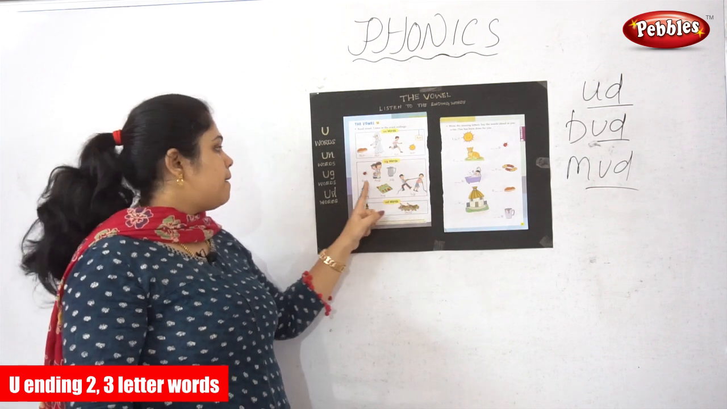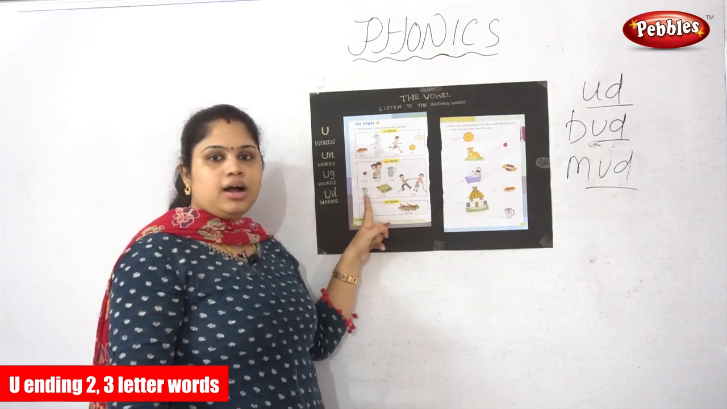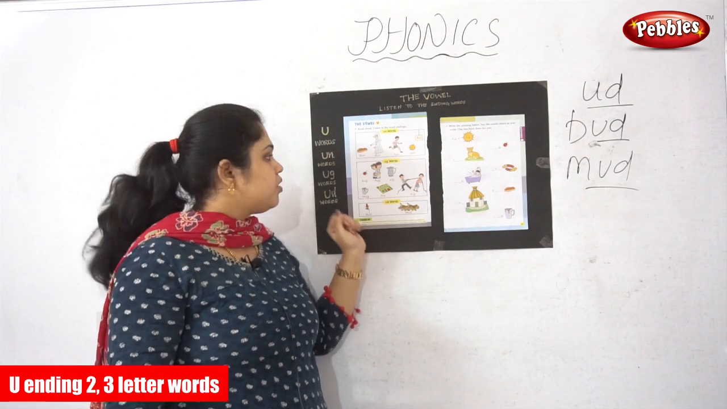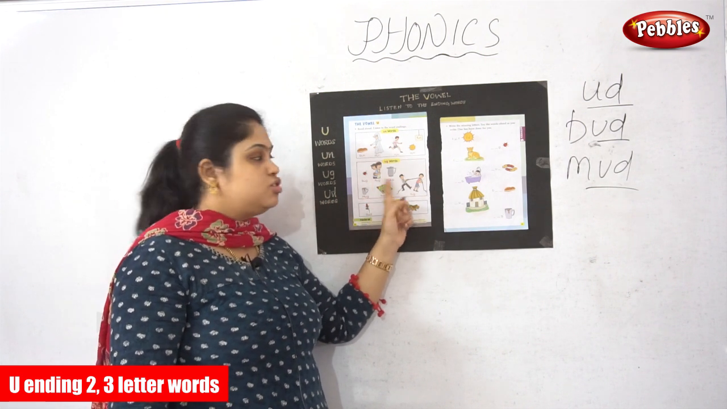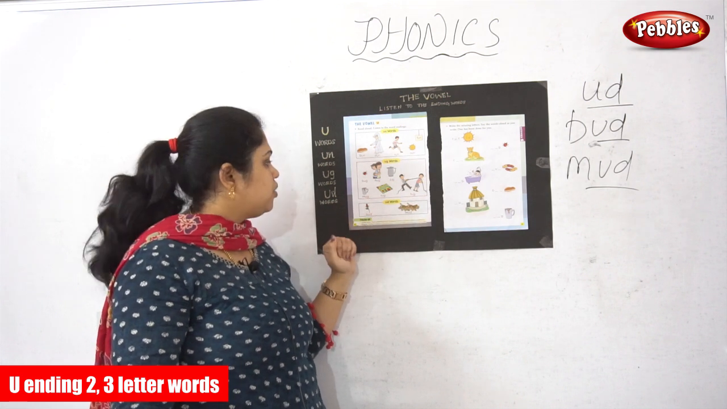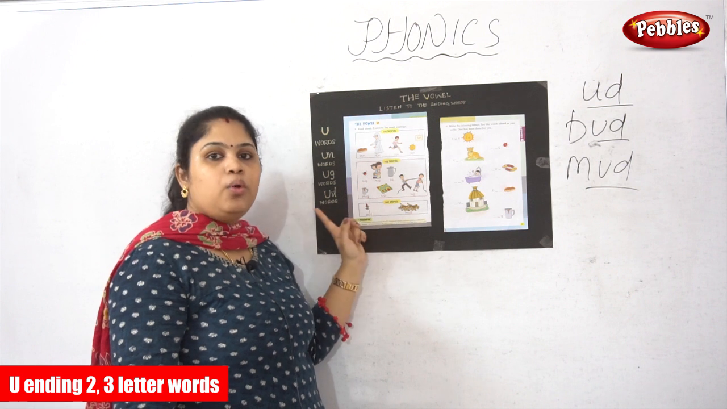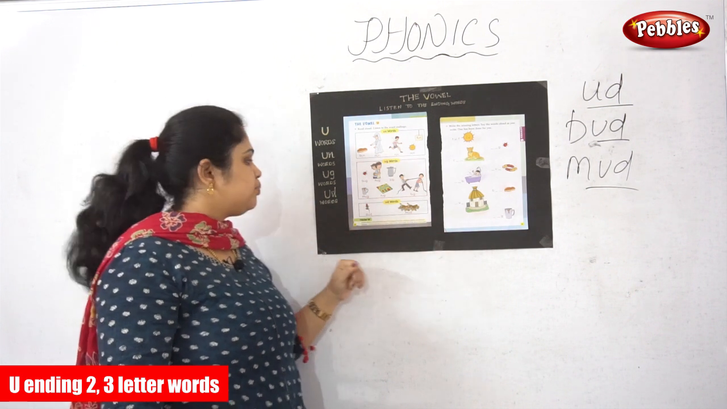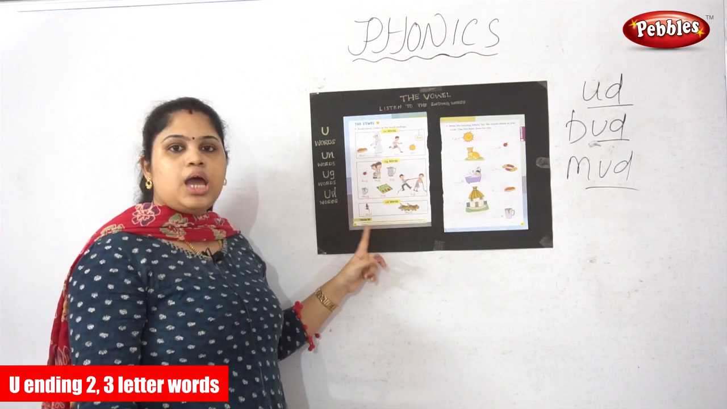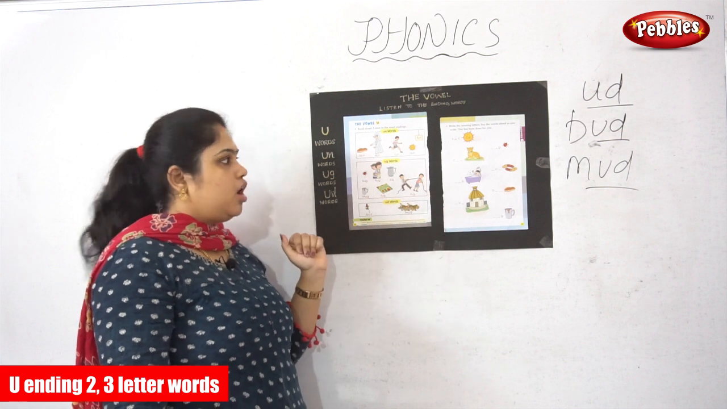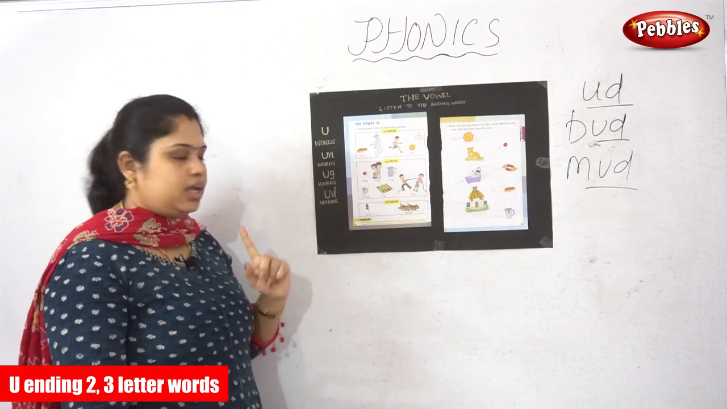UG words. B, ug, bug. H, ug, hug. J, ug, jug. M, ug, mug. R, ug, rug. T, ug, tug. B, ud, bud. M, ud, mud. Okay, one more time, please listen.